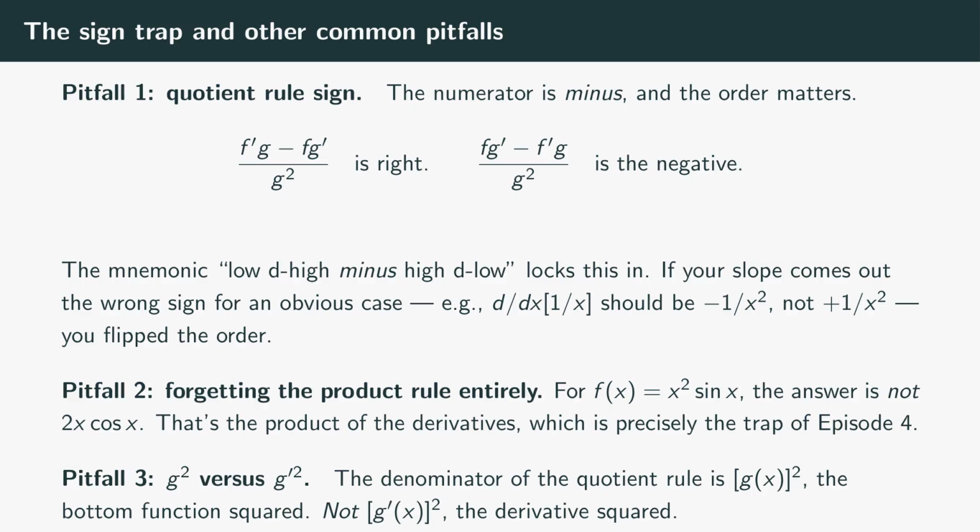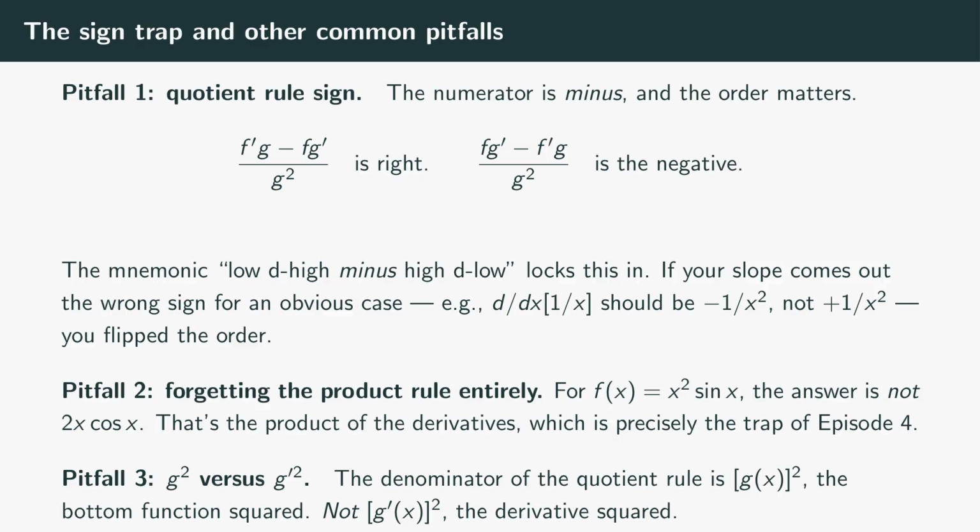4 pitfalls in roughly the order they bite. Pitfall 1, the quotient rule sign. The numerator carries a minus, and the two terms cannot be swapped because of that minus. If you write high d low minus low d high, your derivative comes out with the wrong sign everywhere. Sanity check, differentiate 1 over x with the quotient rule. Answer should be minus 1 over x squared, agreeing with the power rule. If you get plus 1 over x squared, you flipped the order, recite the rhyme.